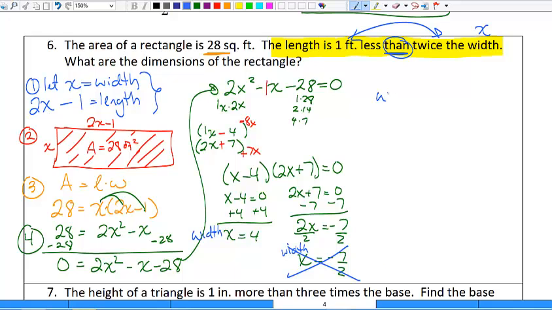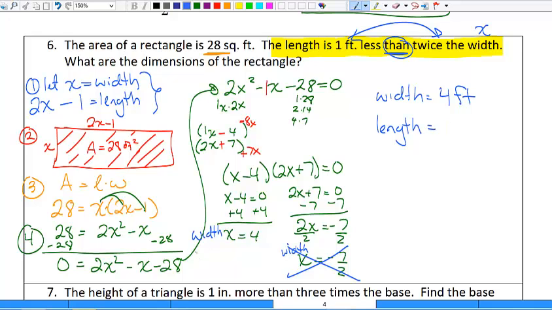So I know that my width can only be 4 somethings. What is it? Feet? Inches? Feet. Okay. So we're talking feet. So make sure you put your unit on it. But I haven't actually solved the whole problem because I didn't find length yet.